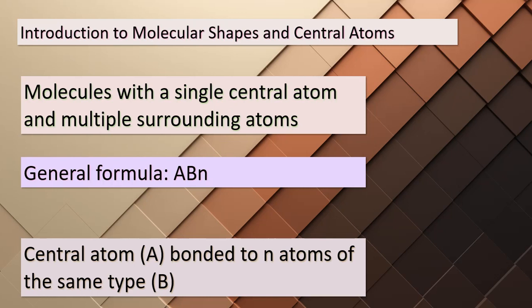Moving on, we have AB3 molecules like SO3 and NH3. In SO3, a central sulfur atom is connected to 3 oxygen atoms, while NH3 features a central nitrogen atom bonded to 3 hydrogen atoms. This pattern continues as we explore more complex molecular shapes. Now, let's delve deeper into the intricacies of these molecular structures.